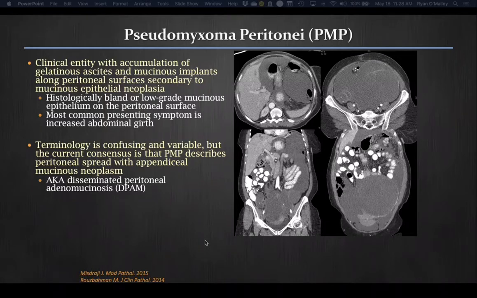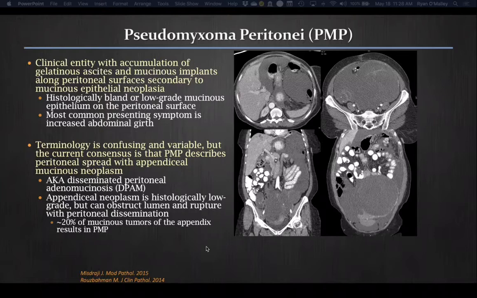There's a lot of different conflicting or overlapping terms for pseudomyxoma. That's the name that I think most people are familiar with. The preferred term now, at least in the pathology literature, is DPAM or disseminated peritoneal adenomucinosis. So you may see that either in clinical notes or in a pathology note. Like I said, the primary neoplasm is usually bland or low grade, but when it obstructs the lumen, it can cause rupture with peritoneal dissemination, and that's what results in the pseudomyxoma appearance or the mucinous ascites accumulation.